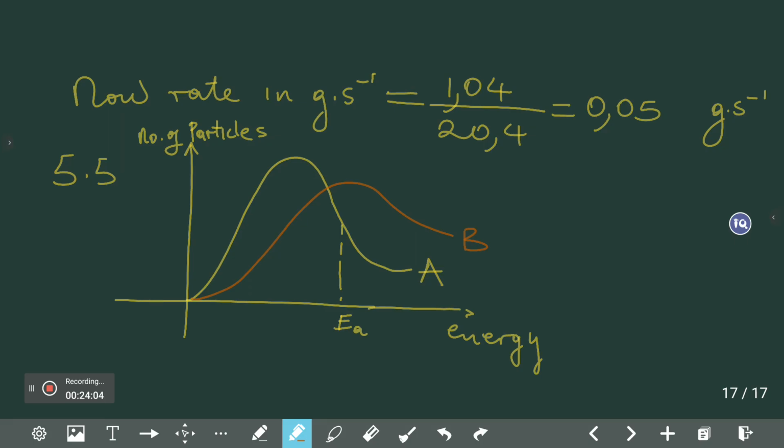Then explain the effect of temperature on a reaction in terms of the collision theorem. This one here, 5.6. Temperature. The factor here is temperature. We are explaining using the collision theorem. Remember, the collision theorem stipulates that all particles are in constant motion.